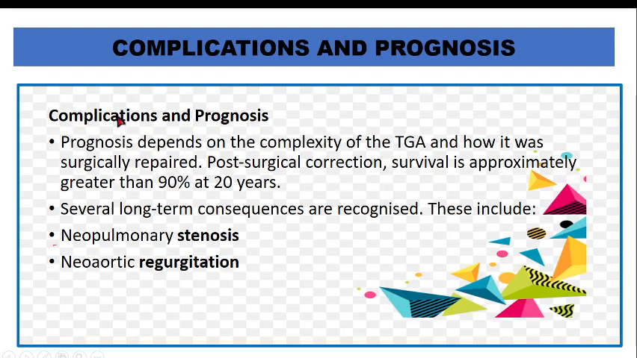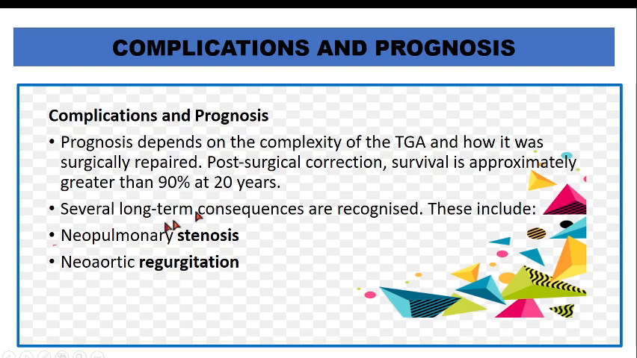Now, what are the complications? Prognosis depends on the complexity of TGA, how it was surgically repaired. Okay, so this all depends on TGA के साथ कुछ और congenital defects था क्या, कुछ problem और था क्या, depending on that, all this depends. Post surgical correction survival is approximately greater than 90% in 20 years. मतलब 90% of the people they live beyond 20 years of age.